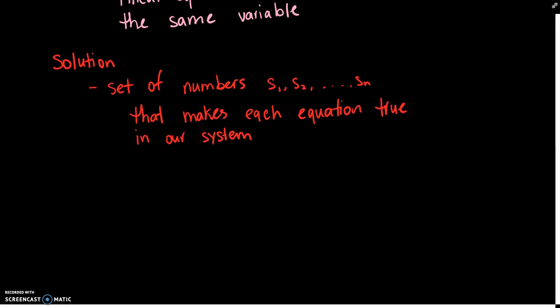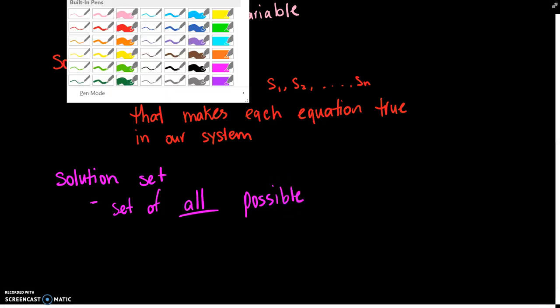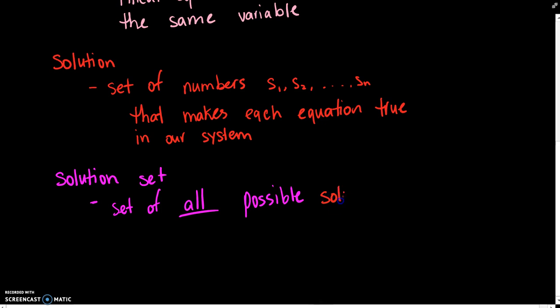So we also are concerned with the solution set. The solution set is just the set of all solutions, all possible solutions. I'm going to go ahead and coordinate that with this color right there so you know we're back up in the same land as above. It is the set of all solutions to our linear system.